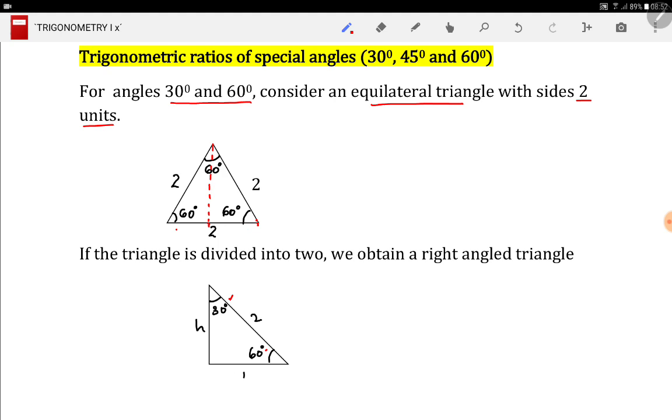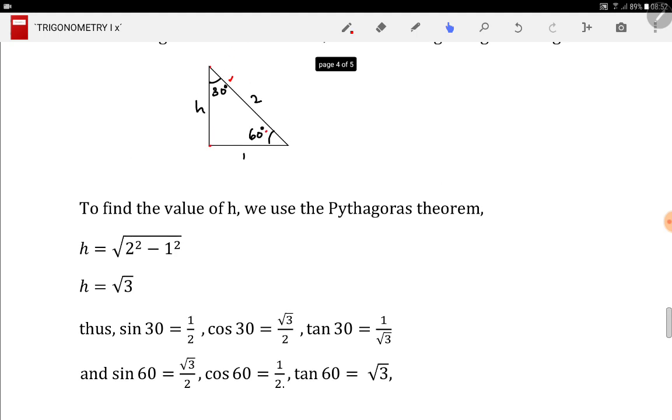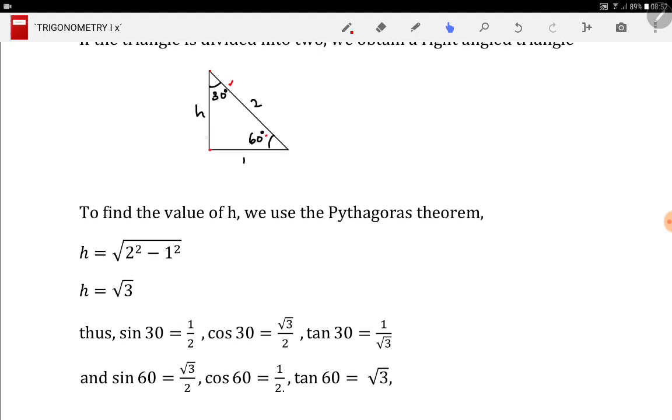Now, for us to be able to find all the three trigonometric ratios, we will need to find the value of h. Therefore, to find the value of h, we use the Pythagoras Theorem. Now, h will be given by 2 squared minus 1 squared, and then we find the square root. And that is equal to the square root of 2 squared, which is 4, minus 1, which is equal to the square root of 3. Therefore, the value of h is equal to root 3.